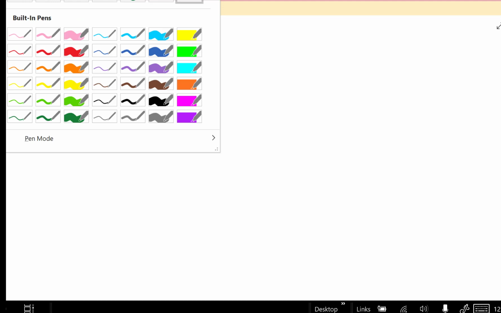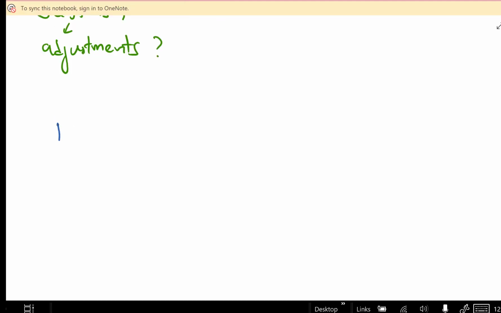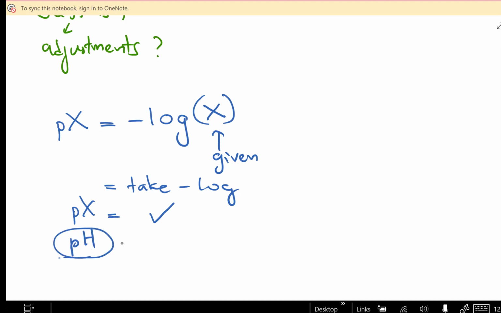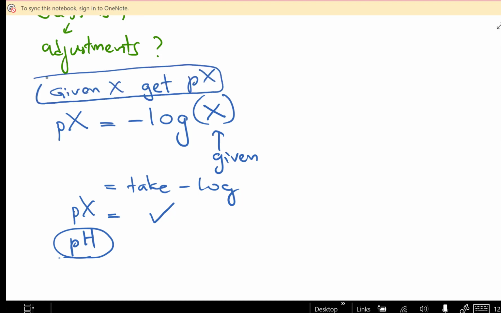Okay, so we want to look at what's this pH? pH, that's actually the math formula. px is minus log x. Normally x is given, you can take the minus log value in your calculator, then you get the px. That's actually the pH, the power of hydrogens, right? So given x, get px. That's what we want to do by using this formula. px is minus log x.